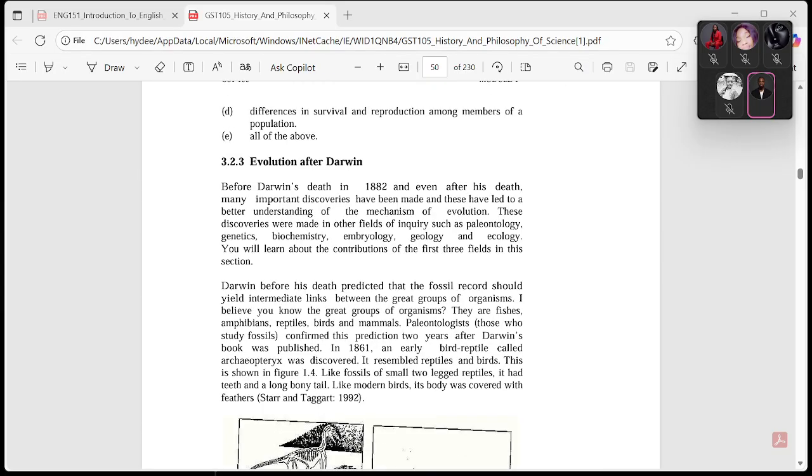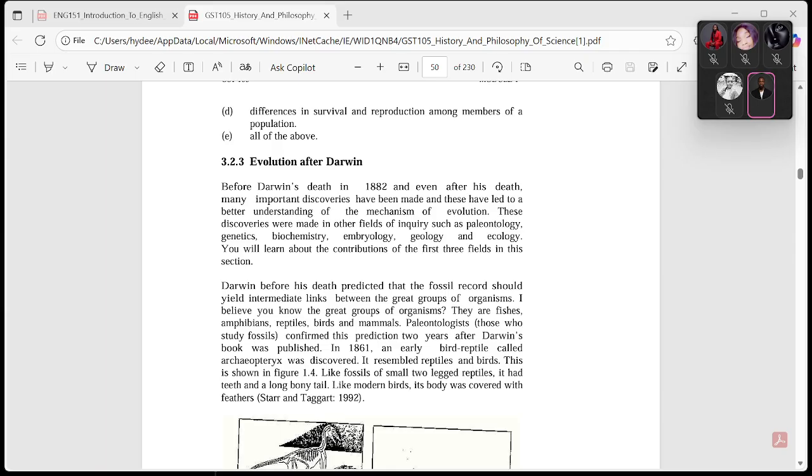Before Darwin's death in 1882, and even after his death, many important discoveries have been made, and these have led to a better understanding of the mechanism of evolution, natural selection. These discoveries were made in other fields of inquiry, such as paleontology, genetics, biochemistry, embryology, geology, and ecology, and we'll be learning about this.